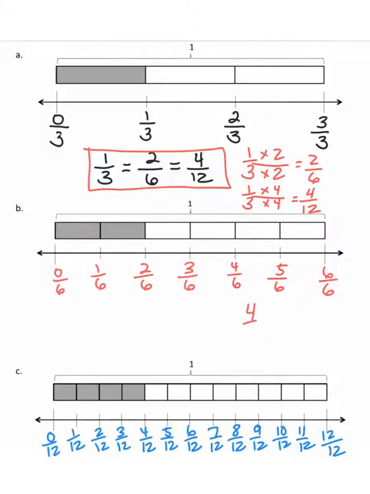And if we take 4 twelfths now and show how they are equivalent to the other two, we're dividing by the greatest common factor, which would be dividing by 4. And we get 1 third, just like we got up here. 1 third is equivalent to 4 twelfths. And we did that by using the greatest common factor and dividing the top and the bottom by 4.